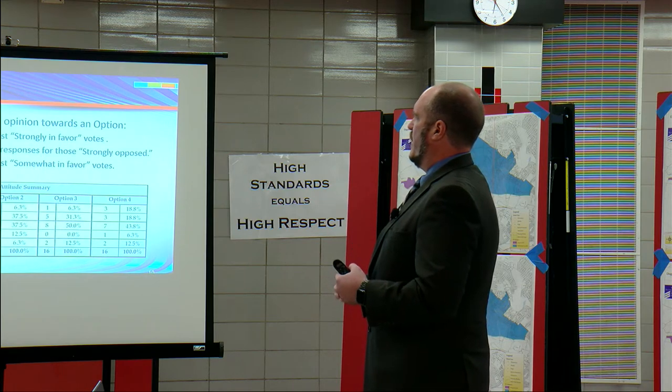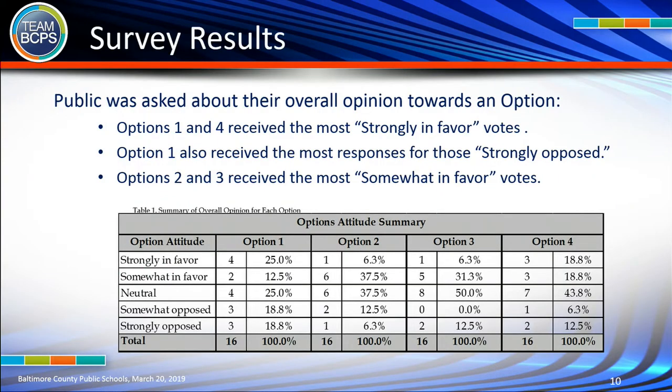So the public was asked about their overall opinion towards an option, and options 1 and 4 received the most strongly in favor votes. Option 1 also received the most responses from those who were strongly opposed to a particular option. Options 2 and 3 received the most somewhat in favor votes, which was in between strongly in favor and neutral. So they were somewhat in favor of options 2 and 3. But options 1 and 4 received the most votes for those who were strongly in favor of a particular option.